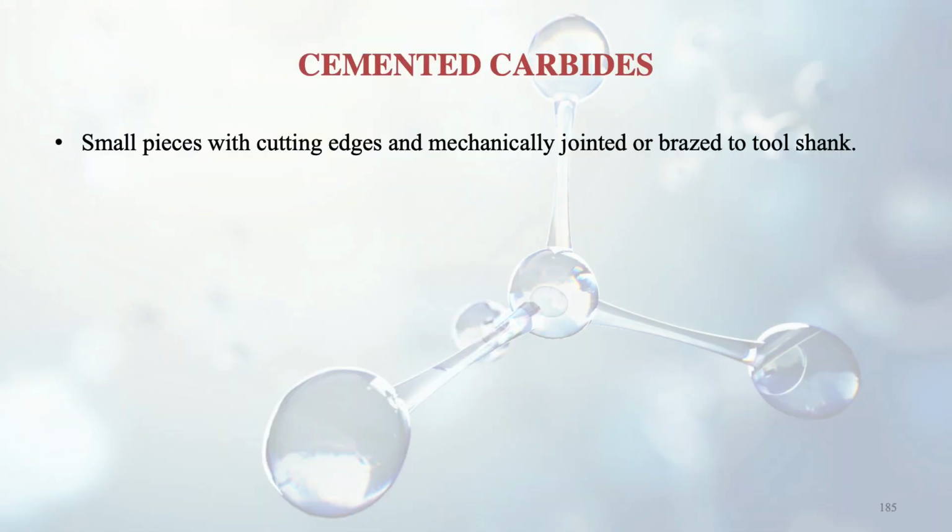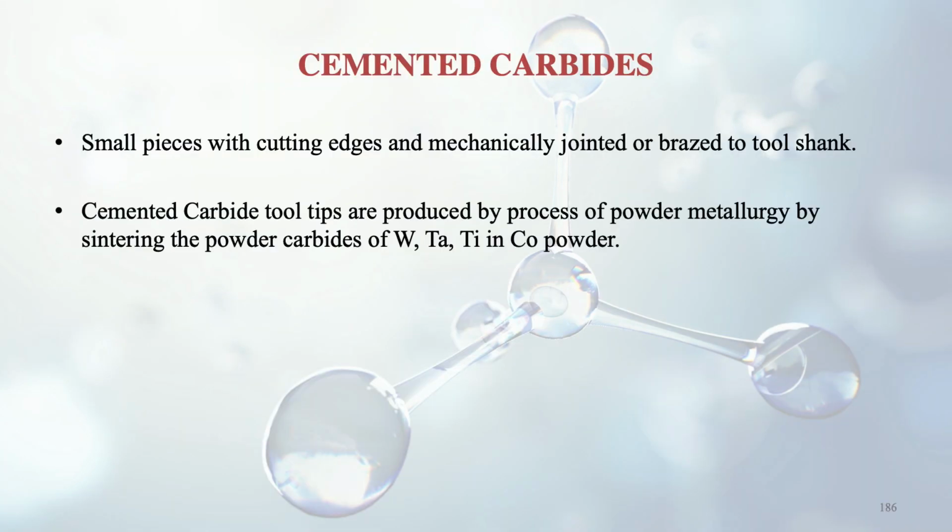So cemented carbides now we discuss. They are small pieces with cutting edges, mechanically jointed or brazed to a tool shank. They are made like this: the small pieces with cutting edges are mechanically jointed or brazed to the tool shank. Cemented carbide tool tips are produced by a process of powder metallurgy. So this is one process in manufacturing science, you read that, powder metallurgy.